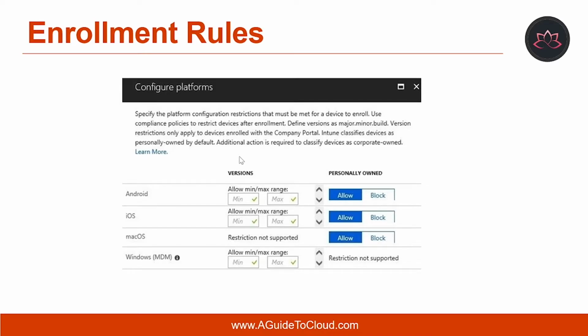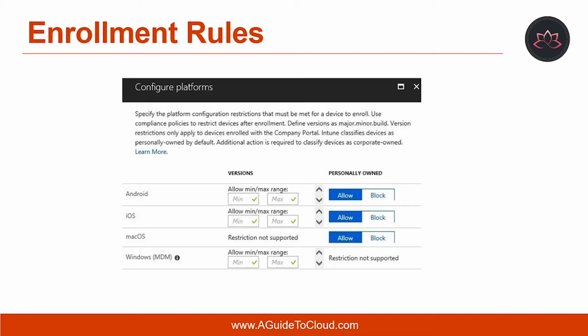Let's talk about the enrollment rules. By default, all users who are assigned an Intune license are allowed to enroll their supported device types to Intune. However, you can configure enrollment restrictions that users must meet before they can enroll a device. Some of the enrollment restrictions can include the maximum number of devices that a user can enroll. By default, this is set to 5 devices per user.